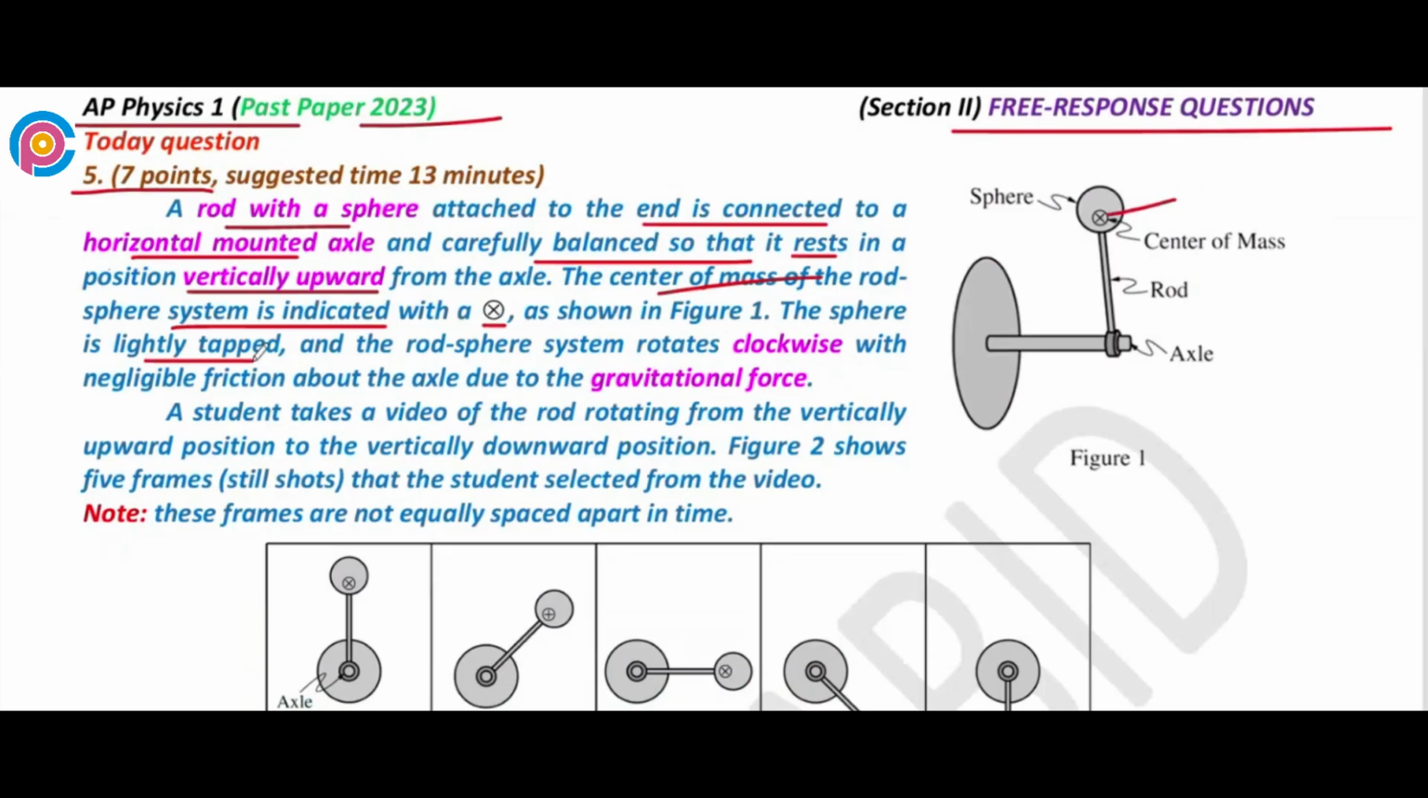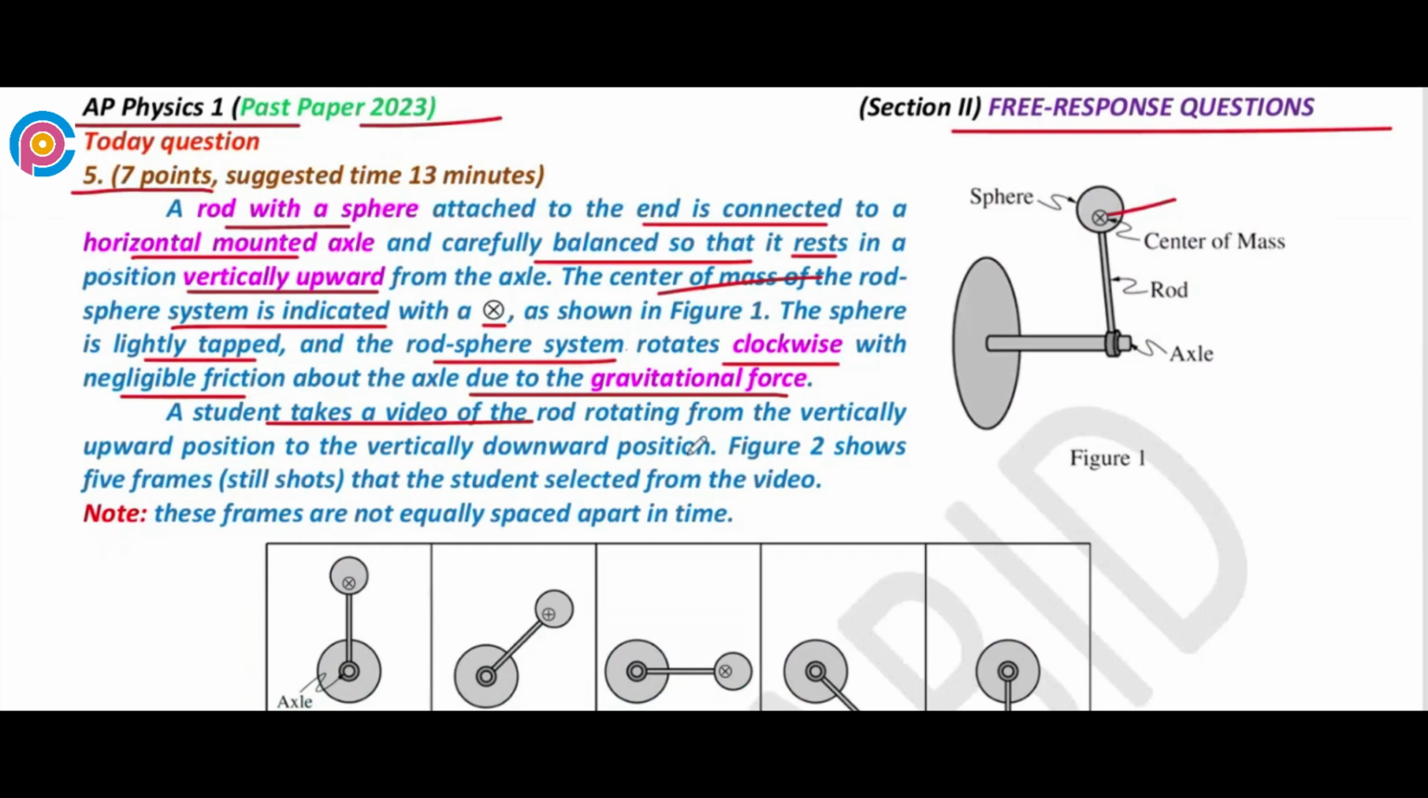The sphere is lightly tapped. The rod-sphere system rotates clockwise with negligible friction from the axis due to gravitational force. So gravity comes into action: when we lightly tap it, it starts to rotate in the clockwise direction.